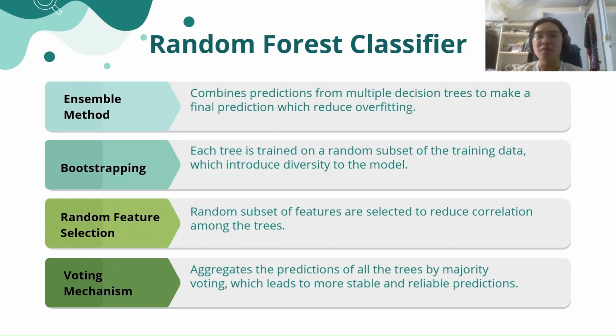Some key features of the model include bootstrapping, where each tree is trained on a different subset of the data, adding diversity to the model. The random selection of features also helps reduce the correlation between the trees, making the model more robust. Finally, the prediction is more reliable as it is determined through majority voting across all the trees.